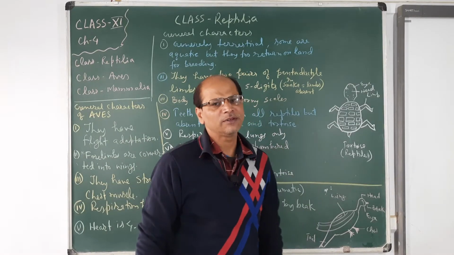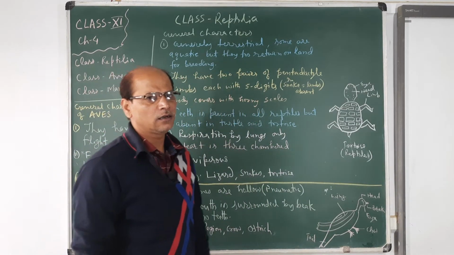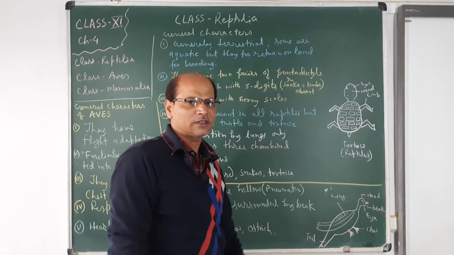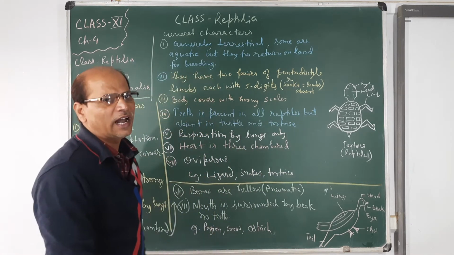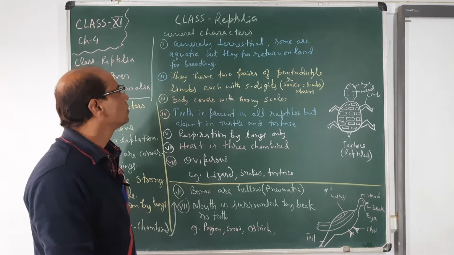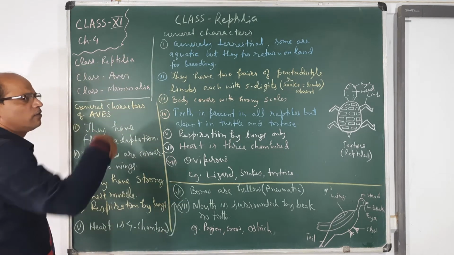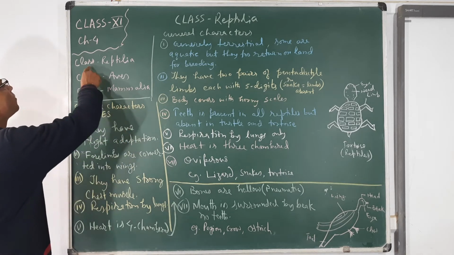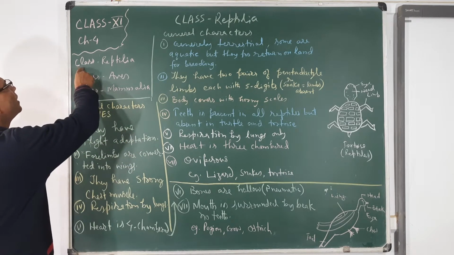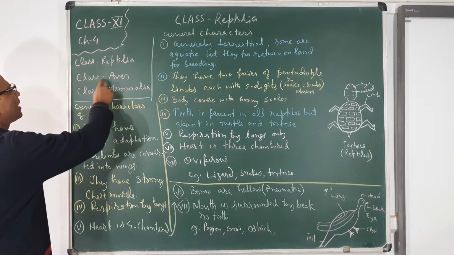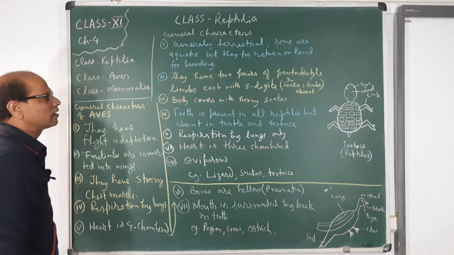Hello students, I am here to discuss the last portion of this chapter, that is Chapter 4, Animal Kingdom Classification. Regarding this, only three things are left as classes of Vertebrata: class Reptilia, class Aves, and class Mammalia remain.